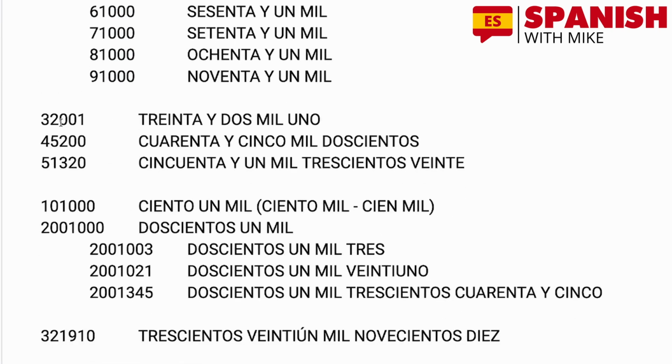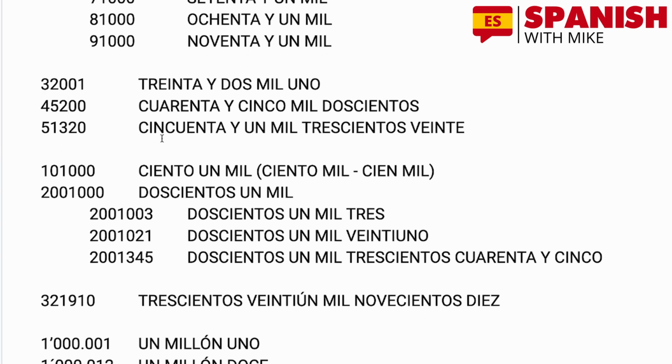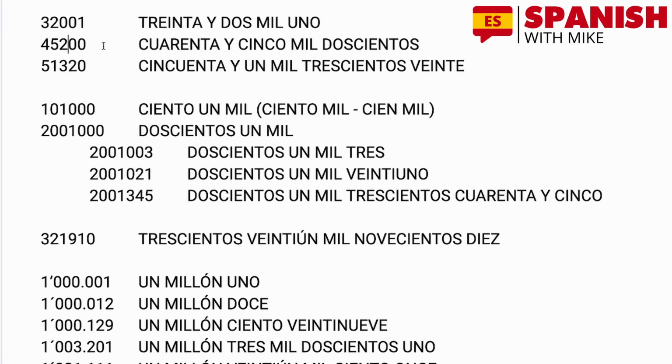When we move to the 32, it would be 32 and 1, 32,001. If we have hundreds, it would be 45,200. 45,000, the 10,000 first. 45,000, exactly as in English. 45,000, 200. 51,000, 320. It's just the same as in English. And all of the possible combinations in between.